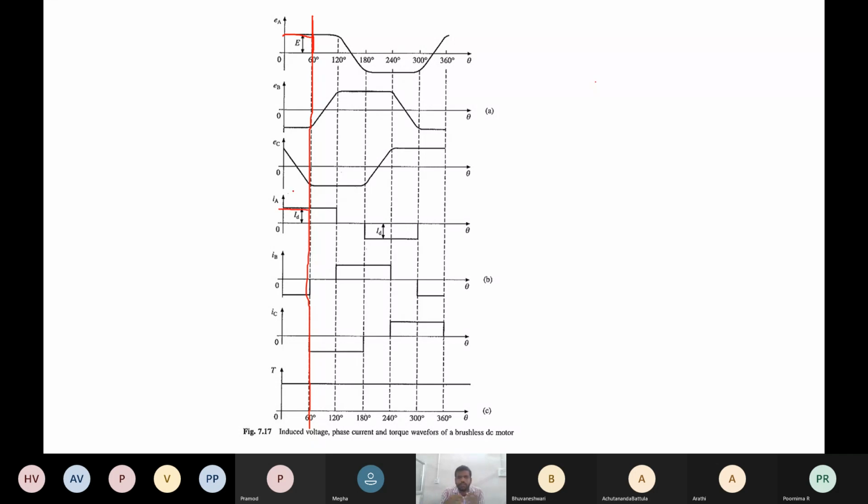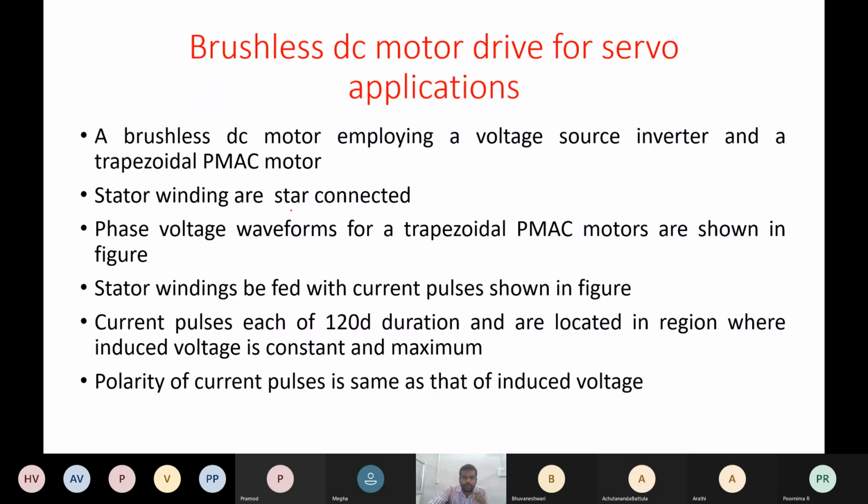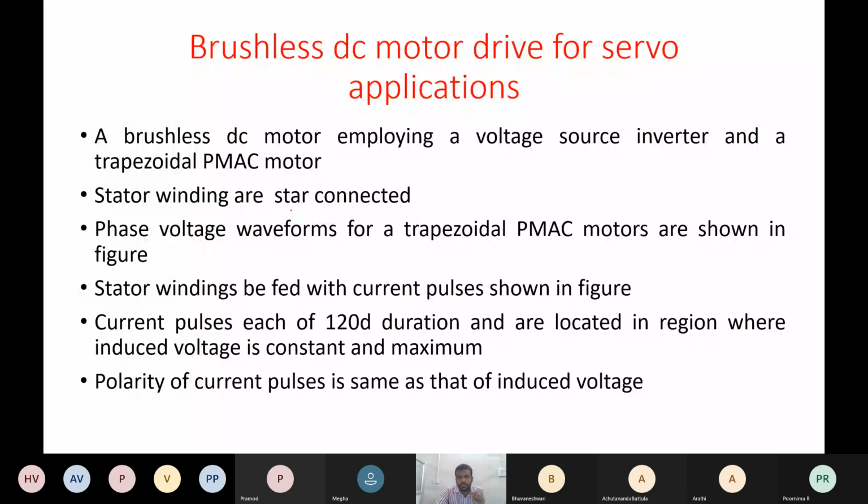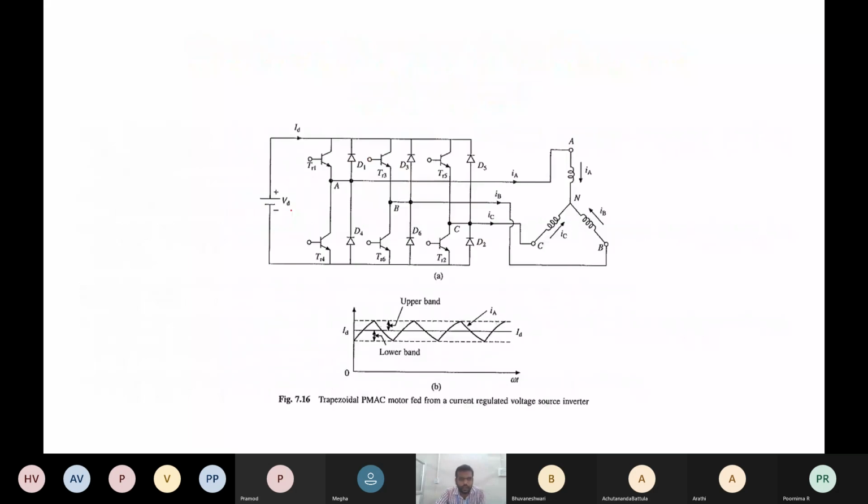For the phase A current, you can observe the voltage at phase A. So if IA is positive, similarly ID is also positive, and at the same time IB will be flowing as negative ID. I just explained that. I have not written it here, right?